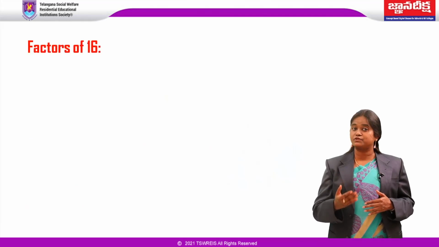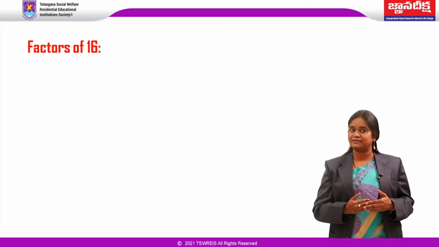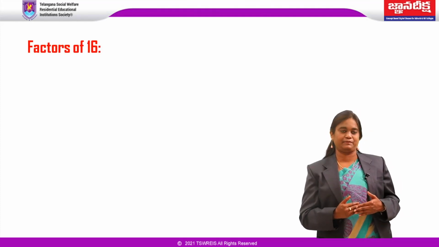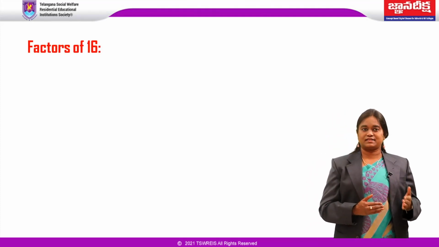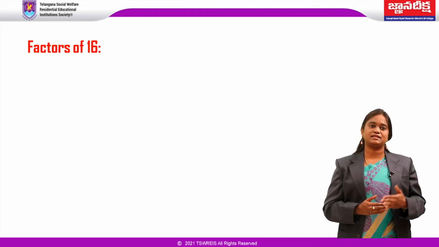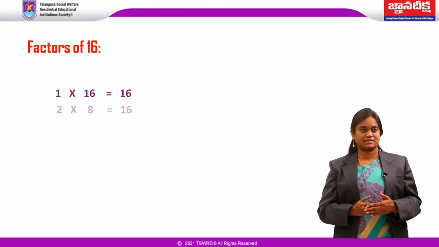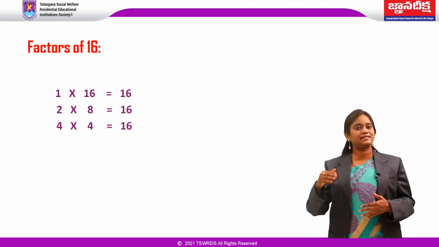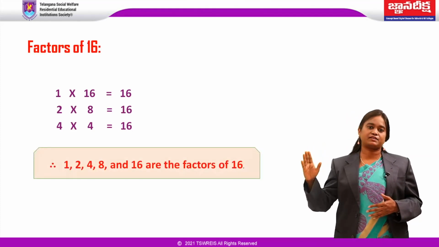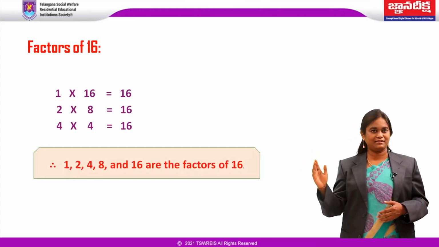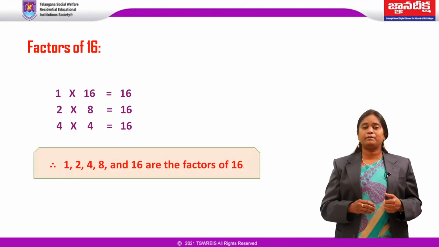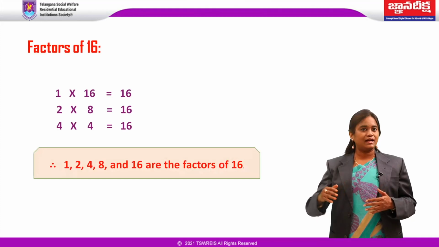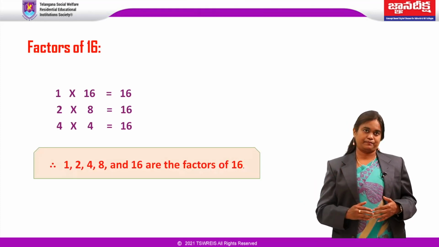How do we find the suitable arrangements for 16? Yes, by finding the factors of 16. They are 1 16s are 16, 2 8s are 16, 4 4s are 16. So, 1, 2, 4, 8 and 16 are factors of 16, right? What do you mean by 1 into 16? 1 row with 16 pens.